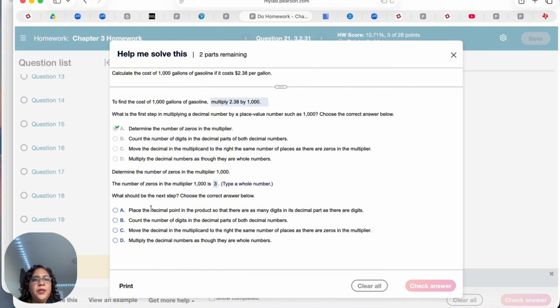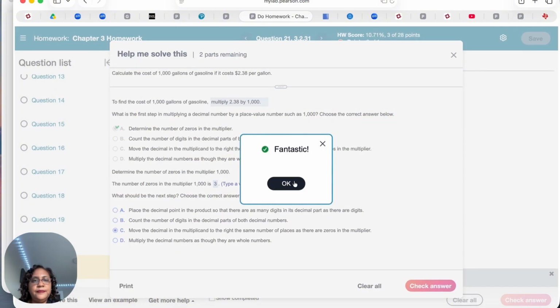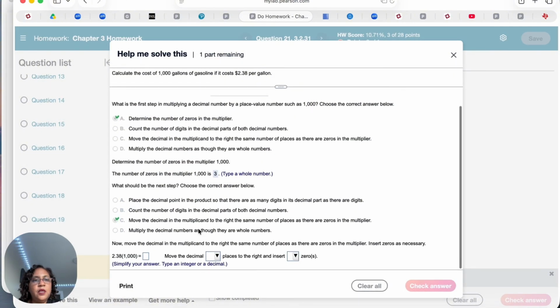What should be the next step? Place a decimal point in the product. Count the number of digits in the decimal place. Move the decimal in the multiplicand. So I think it's C. So now move the decimal in the multiplicand to the right, the same number of places.